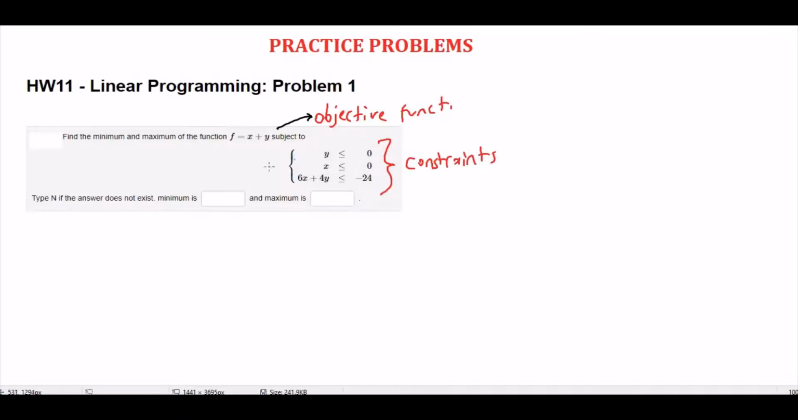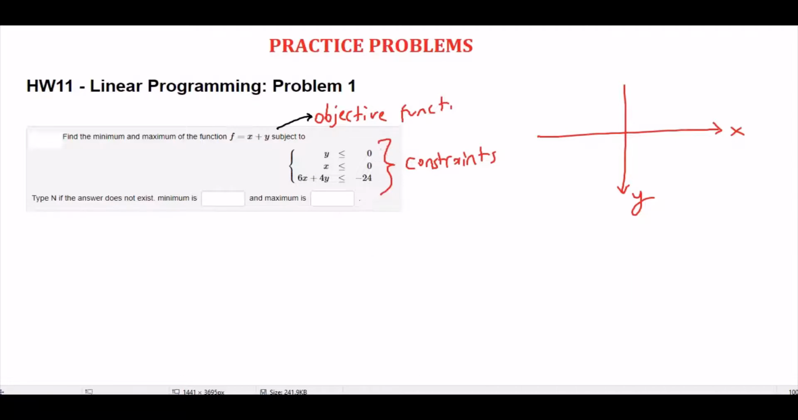Since we're going to find minimum and maximum, we need to optimize this objective function. So our step 1 is to graph all constraints on the xy plane. You can do it either manually or use the graphing utility. So I'm going to use the graphing utility for these constraints.